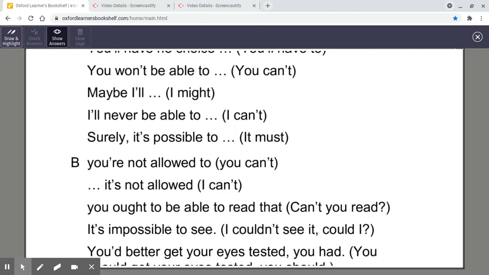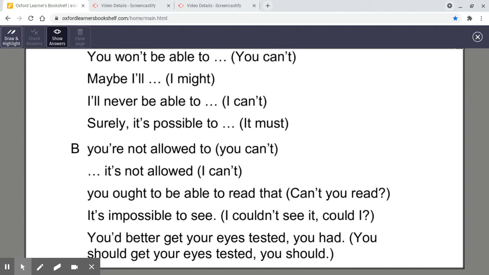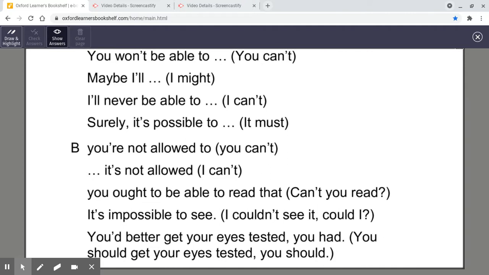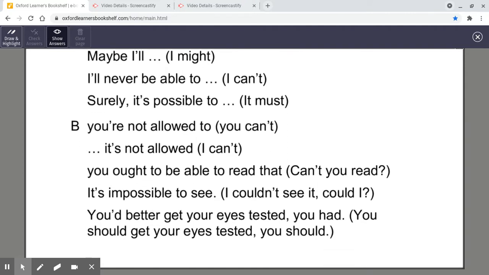Don't forget, modal verbs, all of these modal verbs, there is no to after them. Never, okay? So if you say to after a modal verb, stop it. Stop it now. You must stop it. You have to stop it. Right, maybe we can use instead of might. That's easy, isn't it? Yeah, I'll never be able to, and I can't.